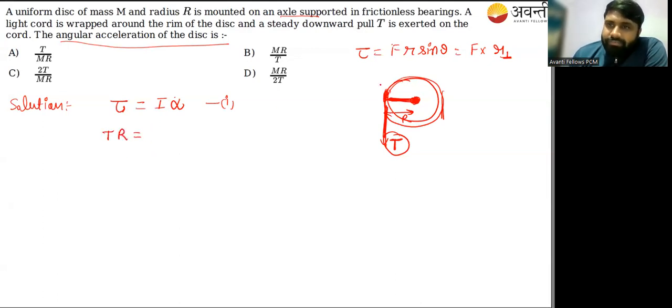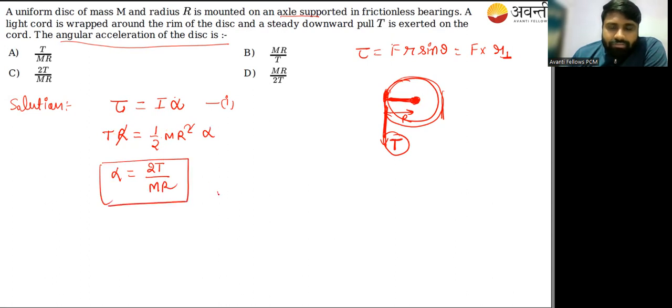I about the center we have seen in the previous question. About the center it is MR squared into alpha. Now R and R will cancel out. So alpha will become 2T upon M into R. This is the angular acceleration. Look how simple this question is. So option C is the correct one.